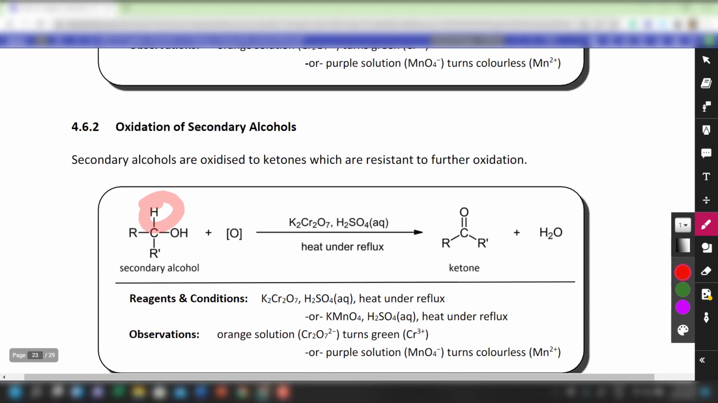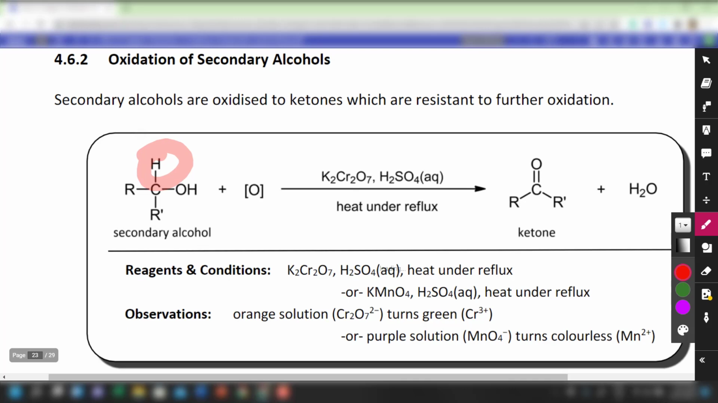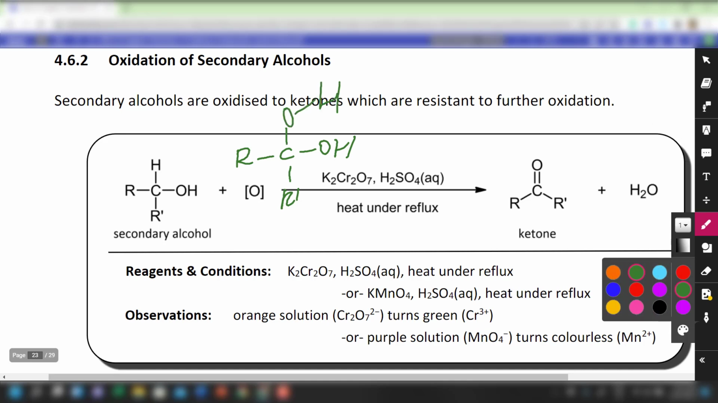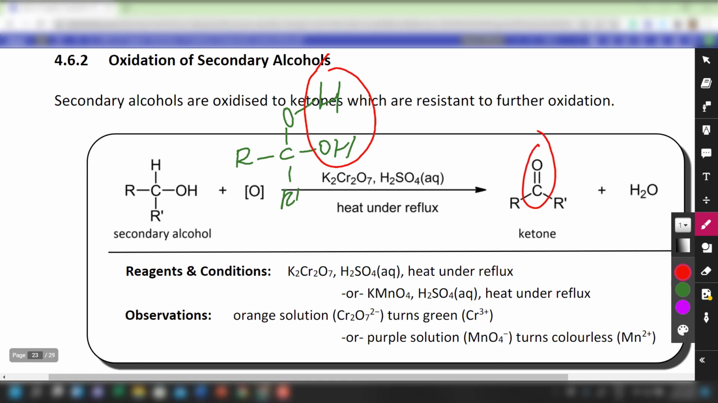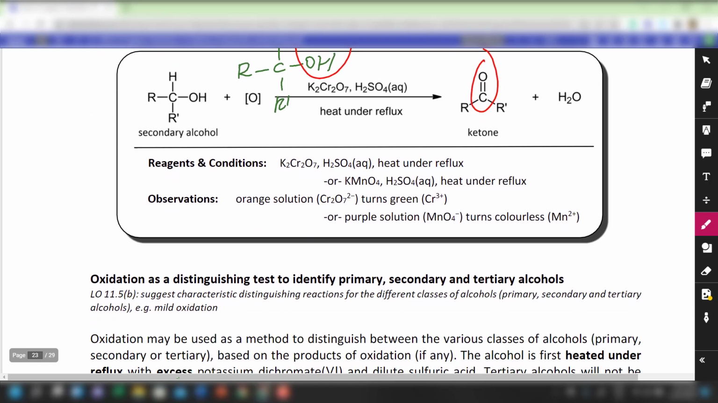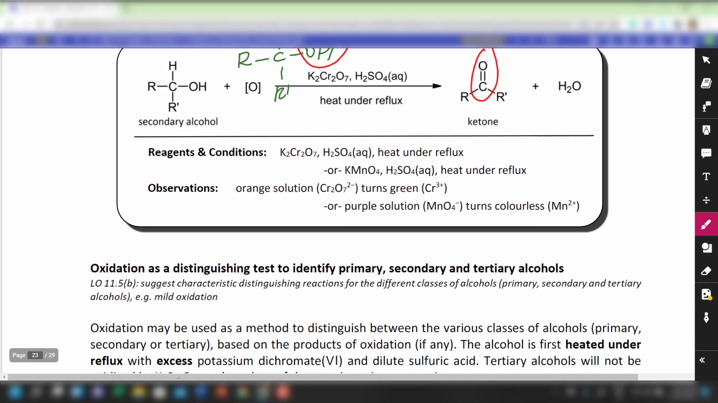Same idea for secondary alcohols. It's a similar idea. So as oxygen is inserted between the carbon and H at the first instance, there's oxygen being inserted. And then of course this whole portion is lost as H2O, and eventually you form the C double bond O, which is the carbonyl group.